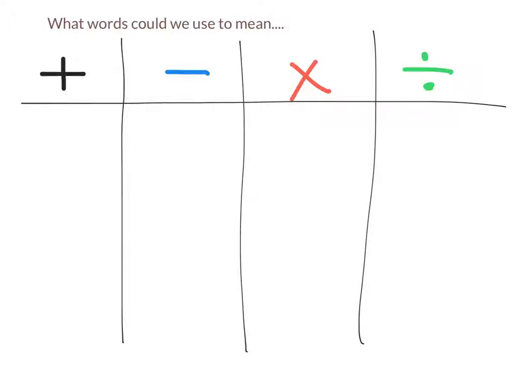And in each one, I want you to think, what English words could you see in word problems that would mean you need to add? Or what words might you see that might mean you need to subtract or multiply or divide? Okay, go ahead and see how many you can brainstorm silently by yourself.